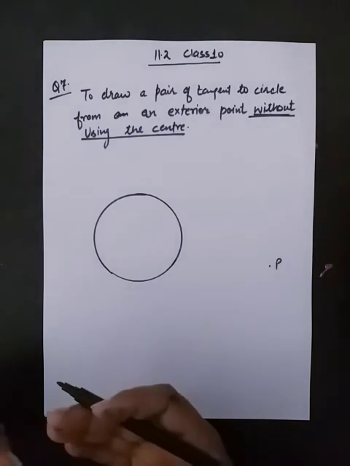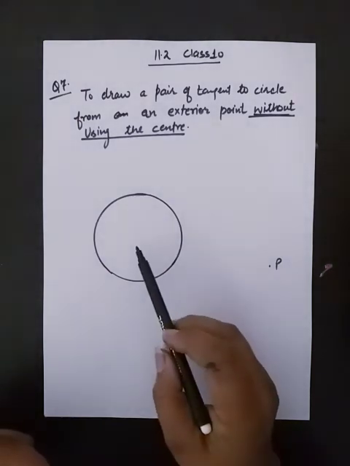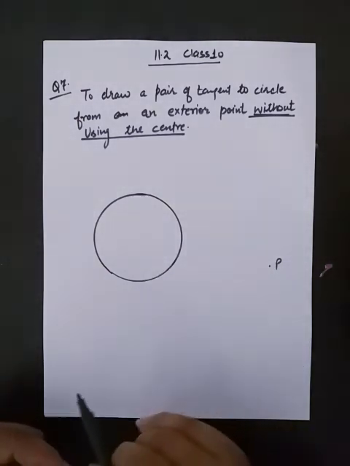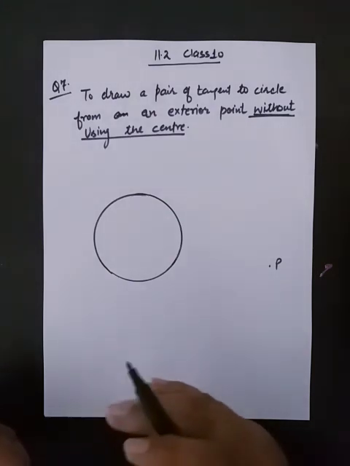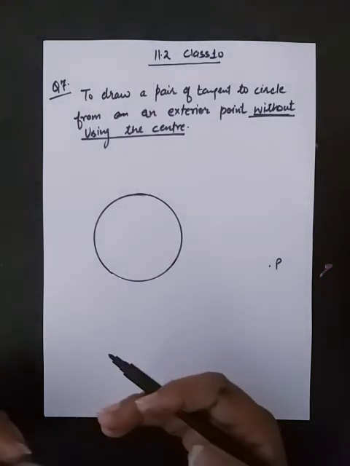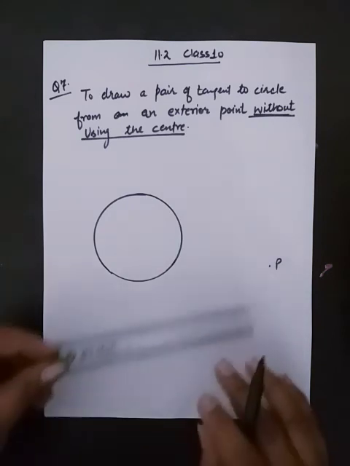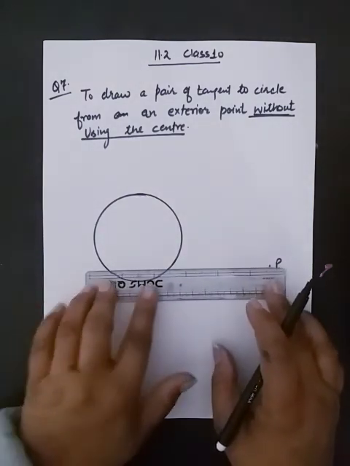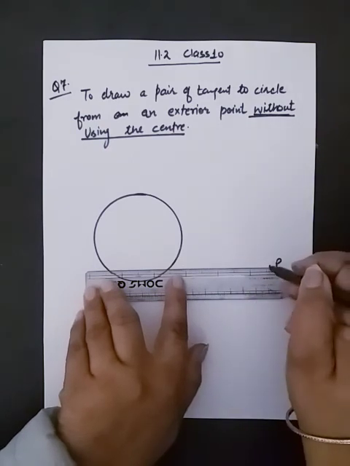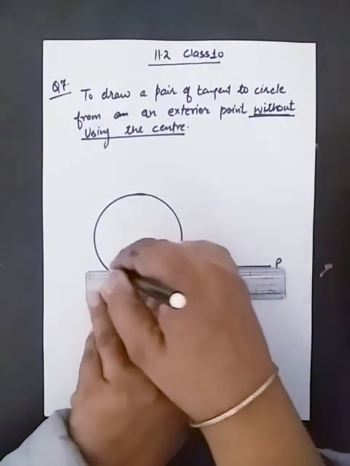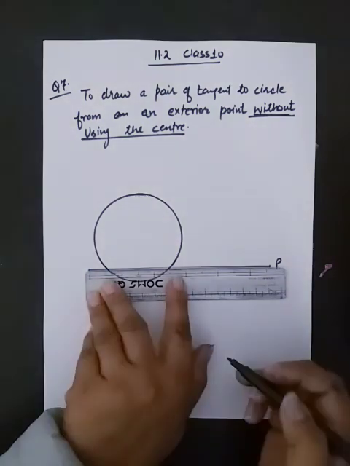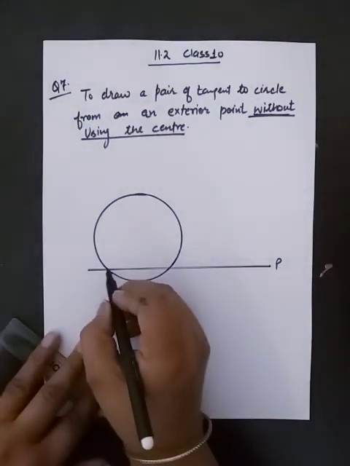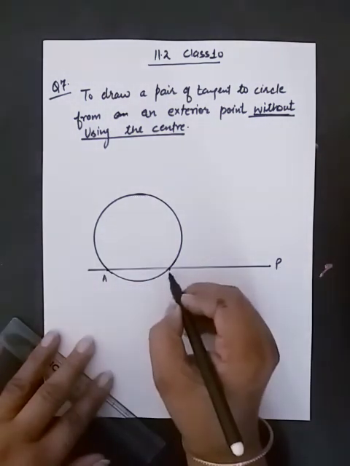Earlier, when we used the center, the first step was to join the center with this exterior point, but in this question we have to ignore the center, we can't use that. So first of all, we have to draw a secant through point P, and a secant is a line which intersects the circle at 2 points. Let it intersect the circle at point A and point B.